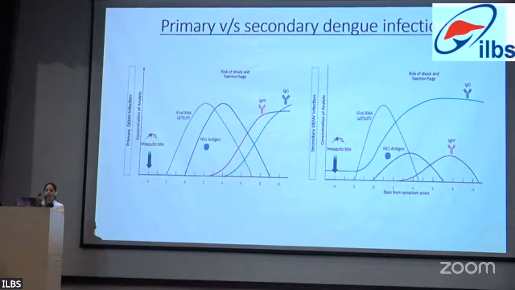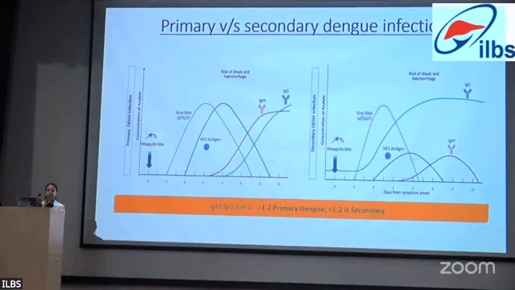In primary dengue infection, the viral RNA and NS1 antigen peak within the first 2 to 5 days of symptoms, and IgM appears around day 3 to day 5. IgG appears late, around day 7. In secondary dengue infection, the viral RNA and NS1 antigen are present, but IgG levels are already high and rise almost immediately.